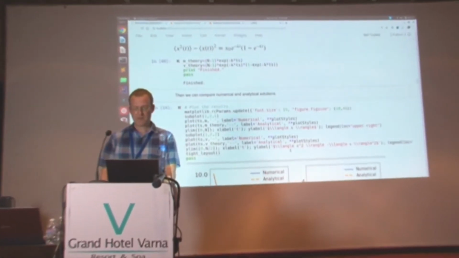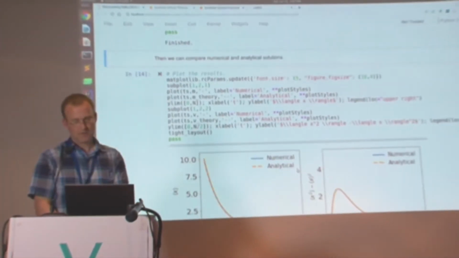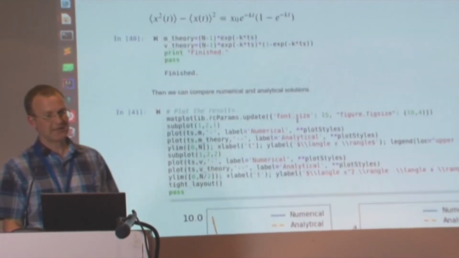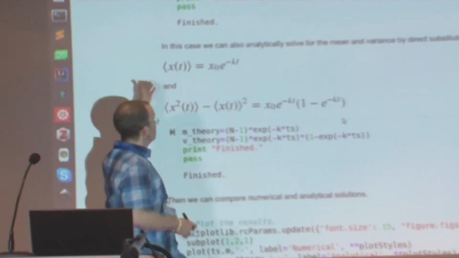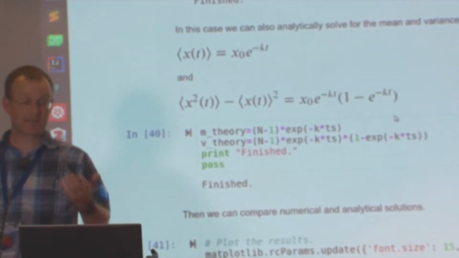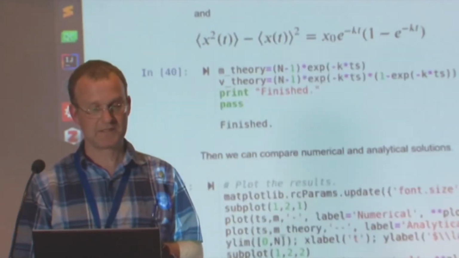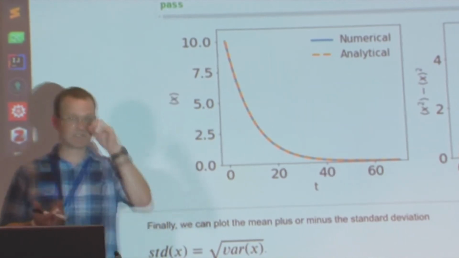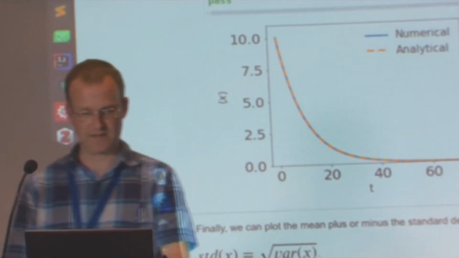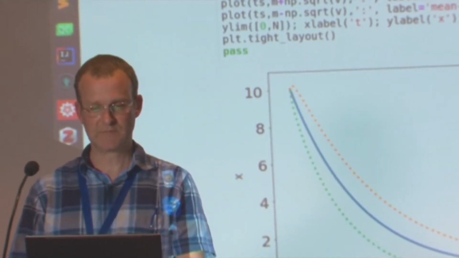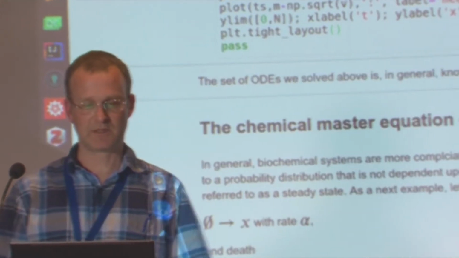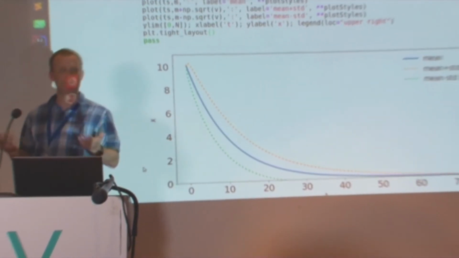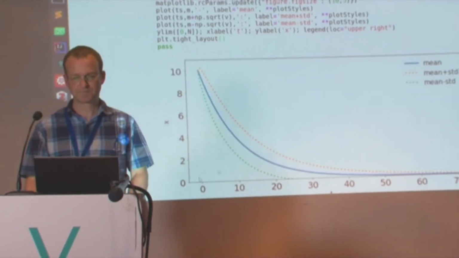And so again, from the numerical integration of this master equation, we can calculate the mean. We can calculate the variance. And so we can again compare numerically and analytically our results. For this very simple system, we can see that numerically solving the master equation is equivalent to solving it analytically. And then you can plot things more similar to how you might see it in biology, where you might have a mean plus or minus some error bars or some variance or something like that.